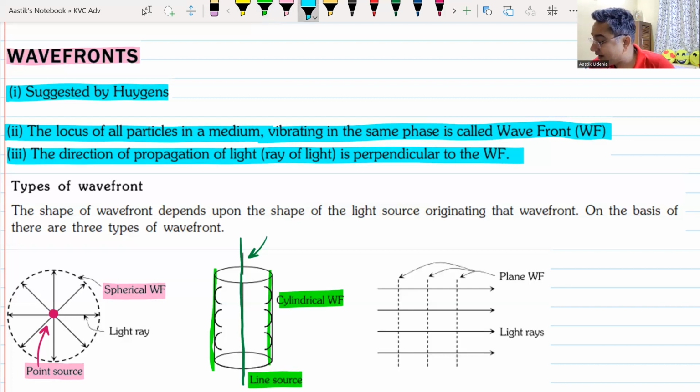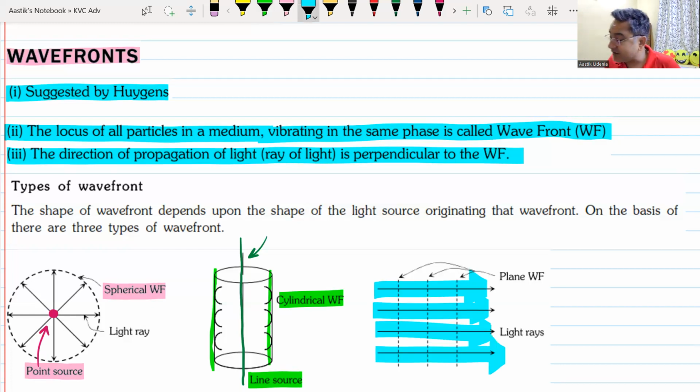If you have light rays which are coming from a very far distance, if these light rays are parallel to each other, then the wavefronts that they will create would be plane wavefronts. Do we see this? Yes, sir. As soon as you see these three diagrams, a point source creating spherical, a line source creating cylindrical, and a source which is very far away, parallel rays of light, you will have plane wavefronts.